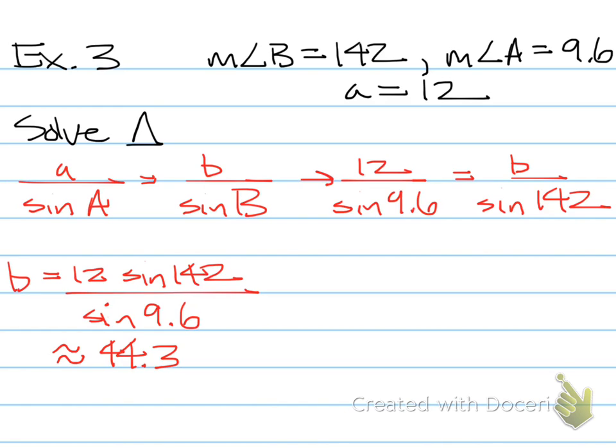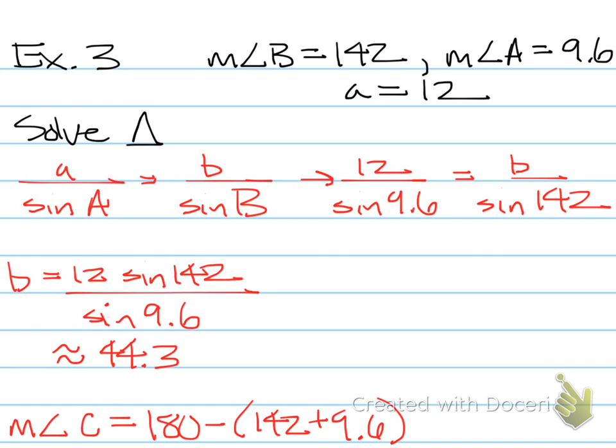Now to find the measure of angle C, the third angle in the triangle, we just have to subtract the two given angles from 180. And that'll give us 28.4 for the measure of angle C.